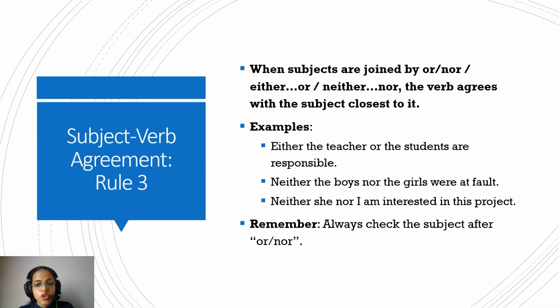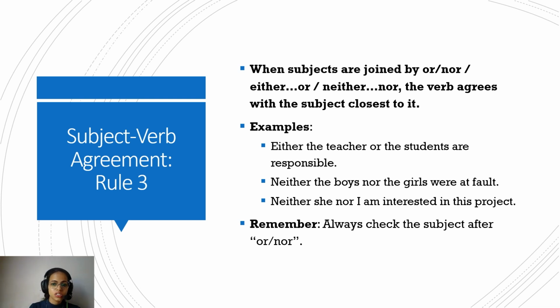Neither the boys nor girls were at fault. So the subject closer to the verb is girls. It is in plural. So we use plural verb, that is were. Neither she nor I am interested in the project. So again, I is singular, so we use am. So remember, always check the subject after or nor. Okay, it's very simple.